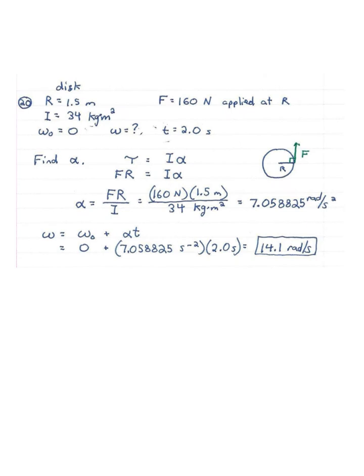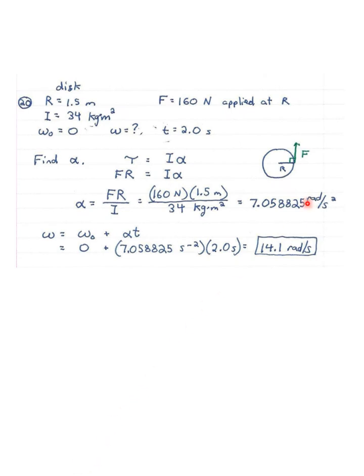A disk with radius 1.5 meters, rotational inertia of 34 kilograms meters squared, has a 160 Newton force applied tangentially to its rim. If the disk starts from rest, the angular velocity at the end of 2 seconds is what?